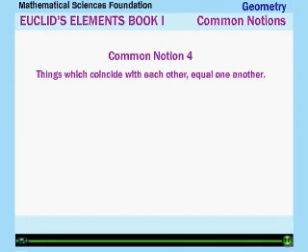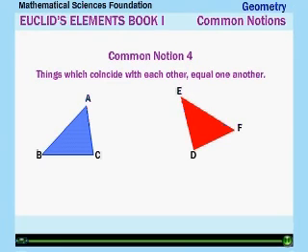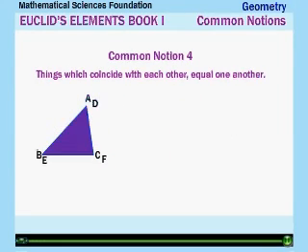Common notion 4 tells us that things which coincide with each other equal one another. What this means is that if we take a triangle and another triangle can be moved around so that it fits exactly on the same triangle, then its lengths are going to be equal. That is, lengths of the three sides are going to be equal and the three angles are going to be equal.